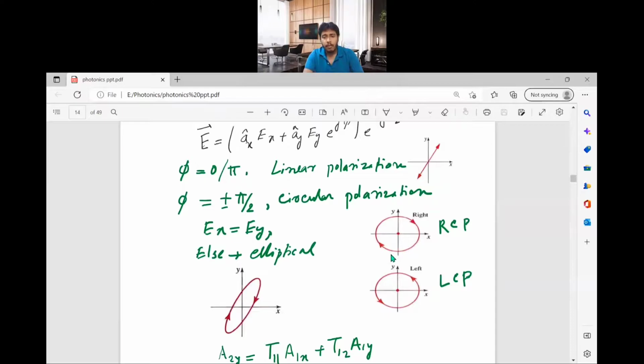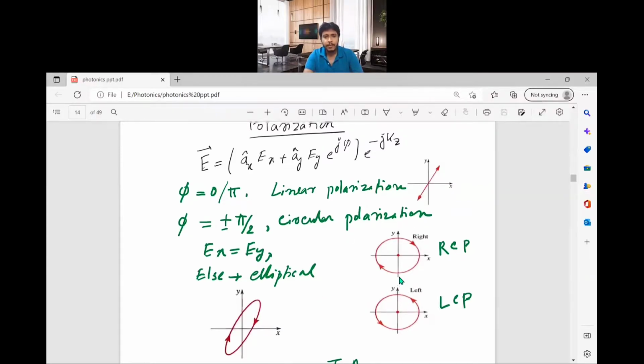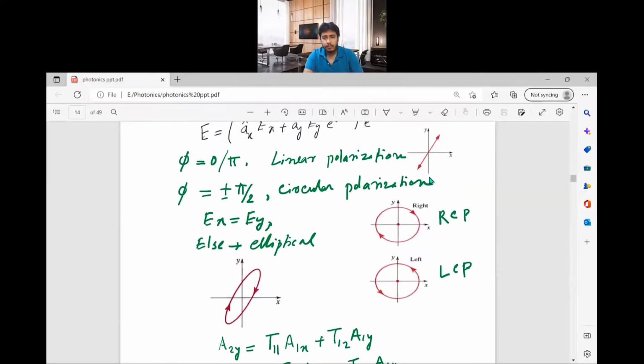Okay, so there are two types of circular polarization. One is right circular polarization, one is left circular polarization. If the phase difference is pi by 2, we will get right circular polarization, so the electric field wave will be rotating in the clockwise direction, and if it is minus pi by 2, the electric field wave will rotate in the counterclockwise direction. So these are all the types of polarization. This basically is the time course of the electric field. This is the trace of the electric field vector.